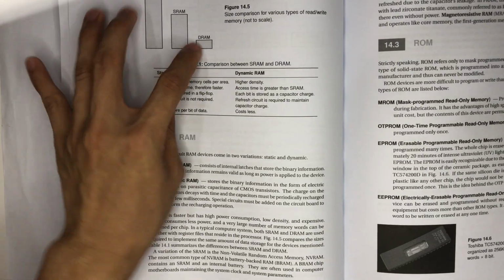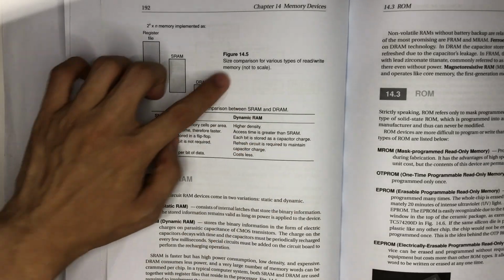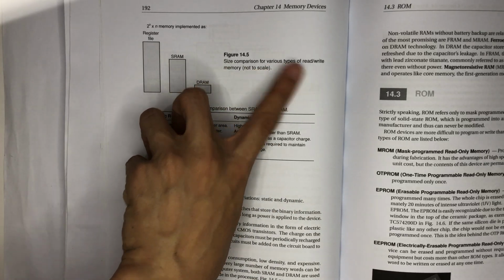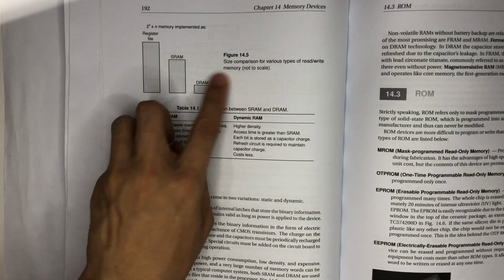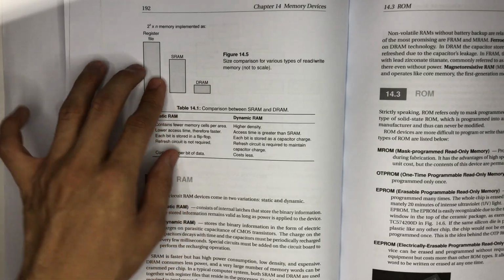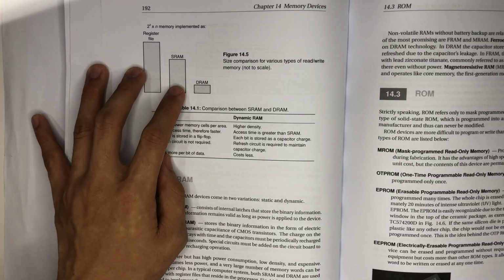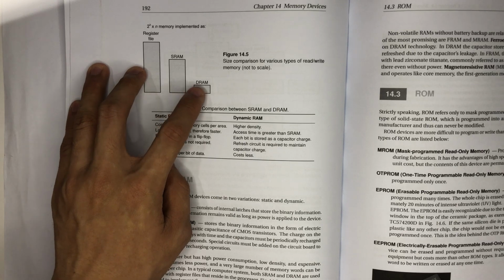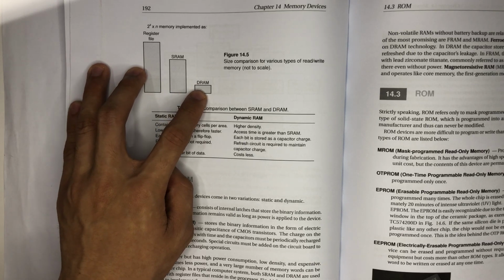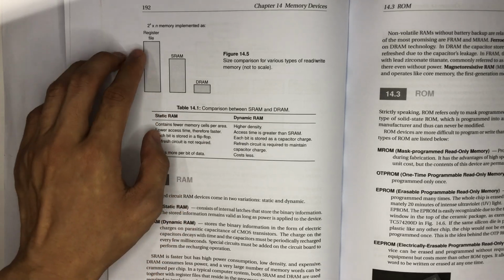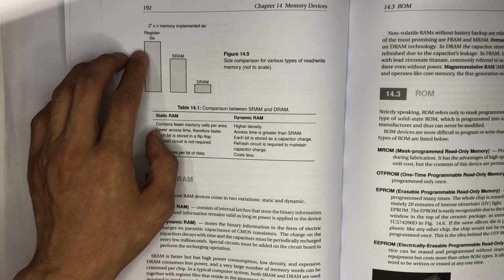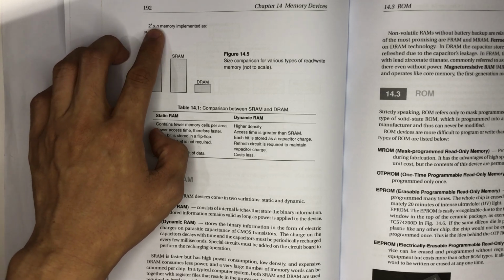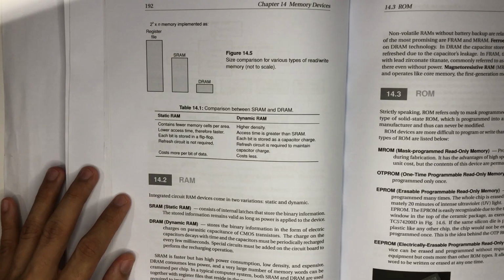So this is the size comparison between various types of read and write memory. Of course this one is not to scale, just to give you an overview. If you see the size comparison, you can see DRAM has the least, intermediate is your SRAM, and then the biggest one is the register file, because it is 2^k times n, which is big.